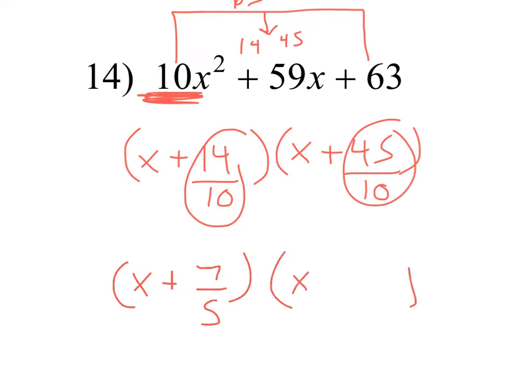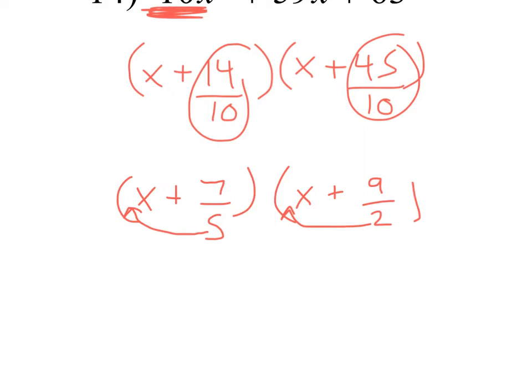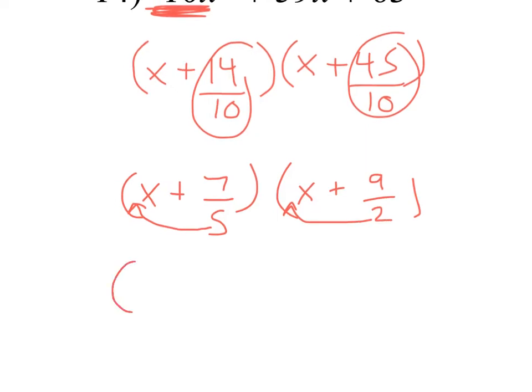Now in our second one, how can we simplify 45 over 10? By 5. So 45 divided by 5 would be 9 over 2. Perfect. So now since we still have numbers on the bottom that can't be simplified anymore, we bring them to the front of our x. So we're going to have parentheses 5x plus 7 times 2x plus 9.